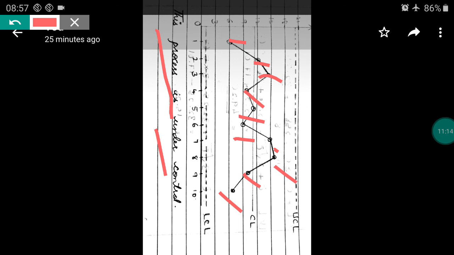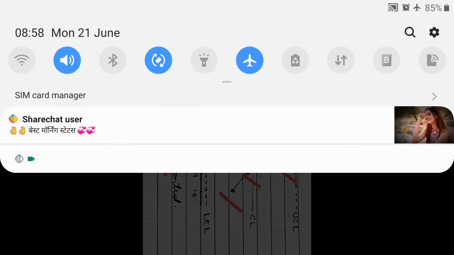You should always remember: if even one point crosses above UCL, at that time the process is out of control. If it is under UCL, then it is under control. Okay, these are the problems.